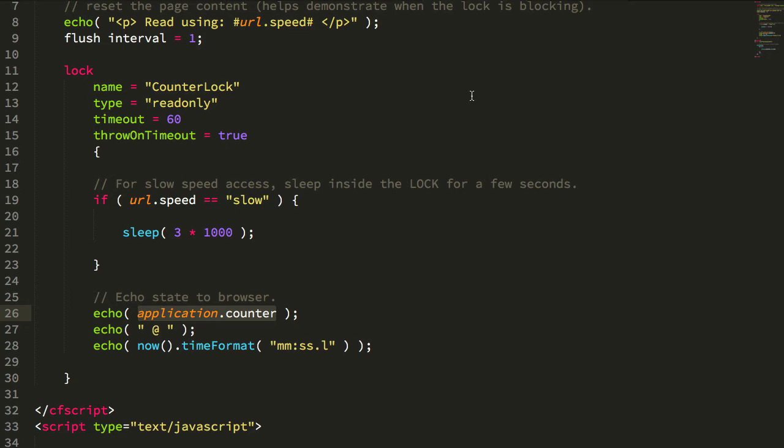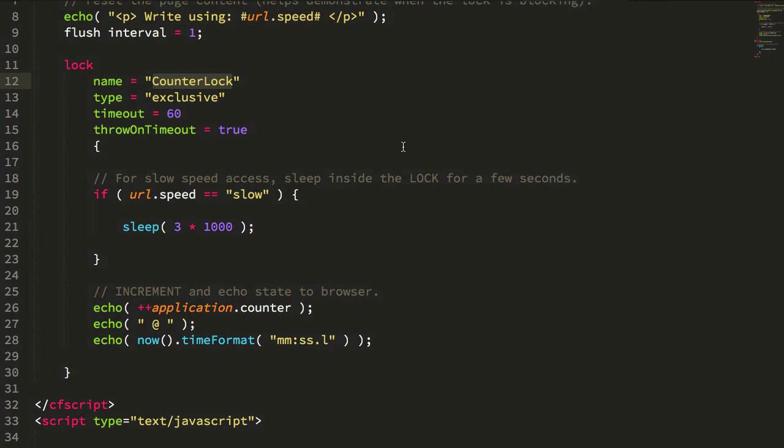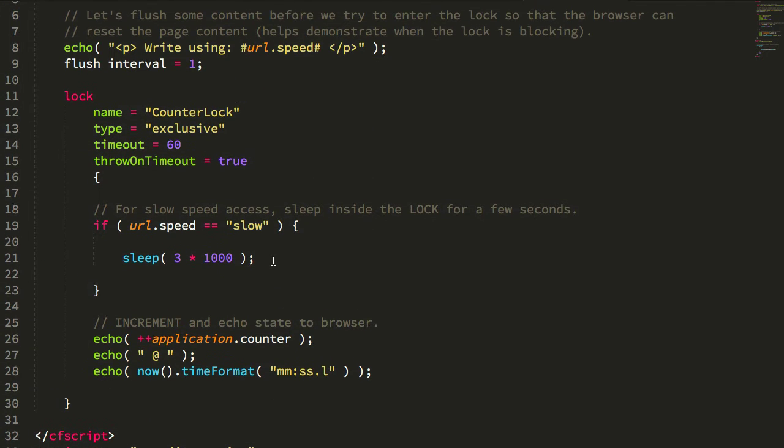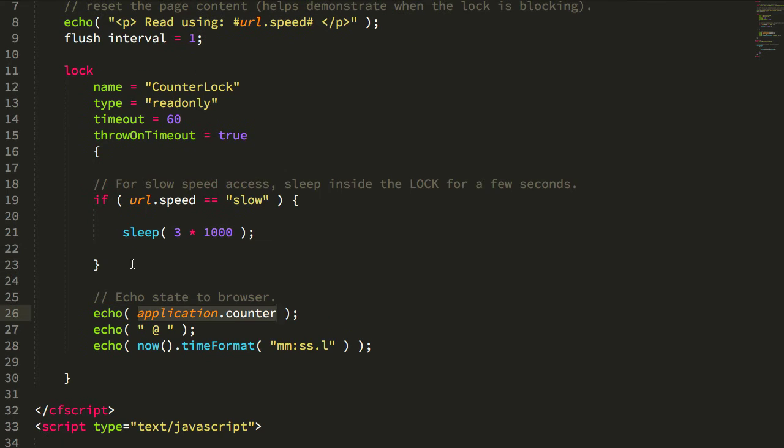The read page reads from that counter, and you'll see that the write page increments that counter and echoes it as well. Now, both of these pages can run at different speeds. By default, they run fast, which means that they just process and then refresh the page. If they access the page with the slow speed, you'll see that they sleep for 3 seconds, and both the write and the read do this sleeping. So we have these two pages, one reading, one writing with a named lock. Both can access the page fast, both can access the page slow, in which case they sleep for 3 seconds.